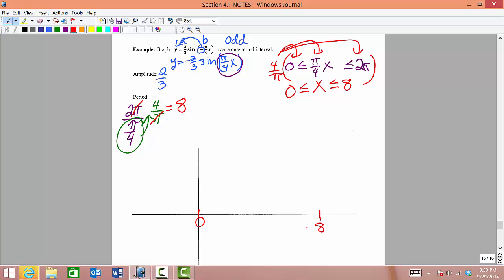Finding our midpoints should be pretty simple here. Between 0 and 8, halfway between would be 4. Add together, divide by 2. Between 0 and 4, add together, divide by 2. You get 2. And between 4 and 8, halfway would be 6. Add together, divide by 2. So finding our midpoints is very easy for this, since our endpoint is 8 and our starting point was 0.